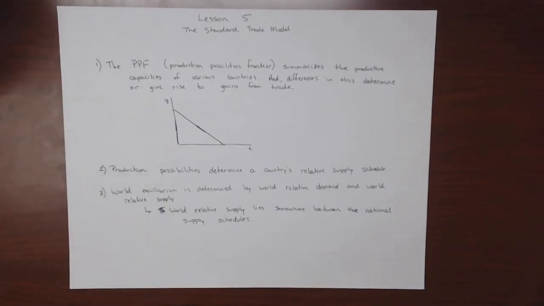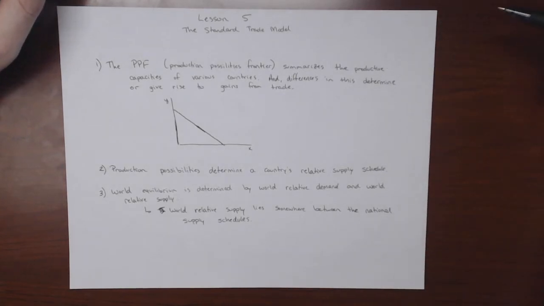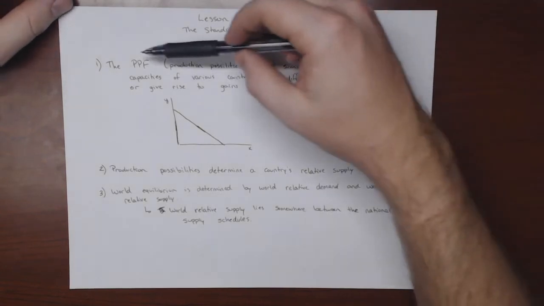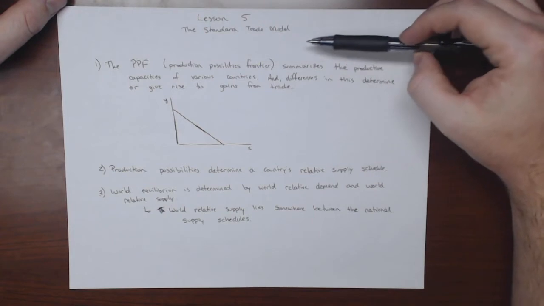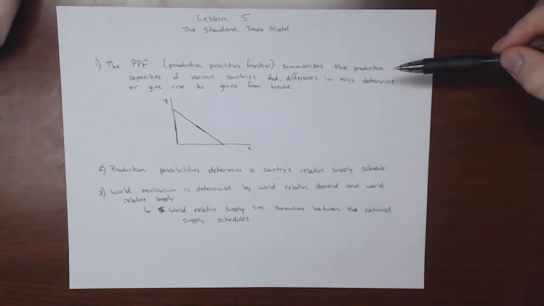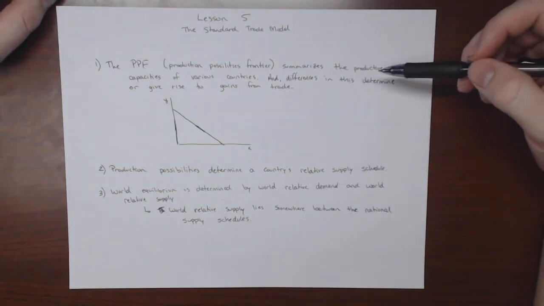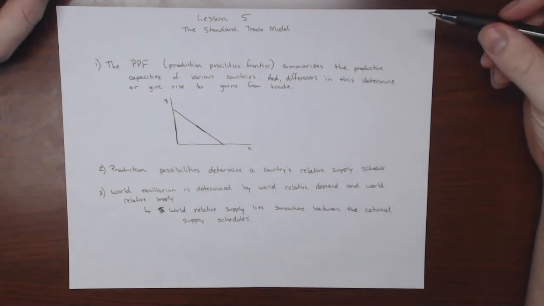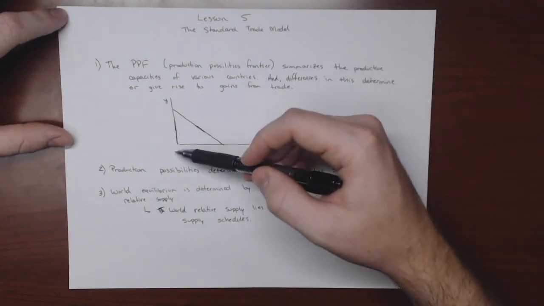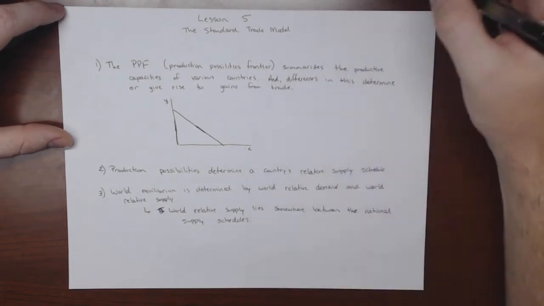Okay, so the standard approach, or the starting point, comes with these three basic assumptions, or inputs or thoughts. The first one is that the PPF, which is known as the Production Possibilities Frontier, summarizes the productive capacities of various countries. And importantly, differences in this determine or give rise to gains from trade. Okay, so the PPF is just what we were talking about in lesson 4 when we talked about comparative advantage.